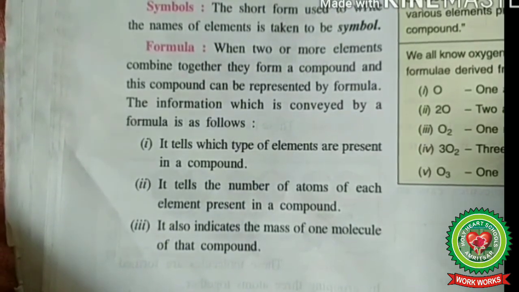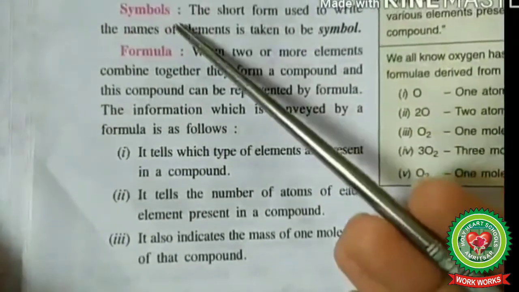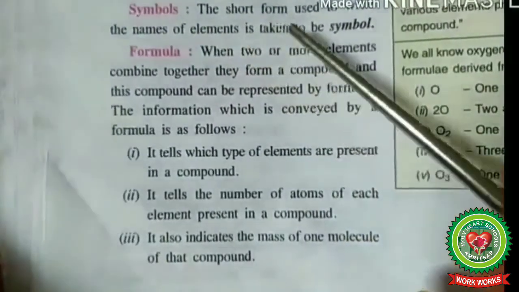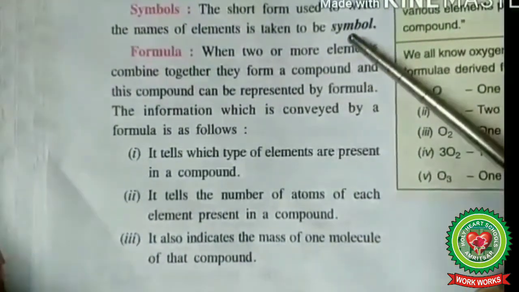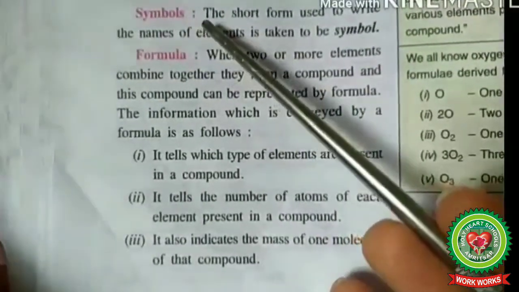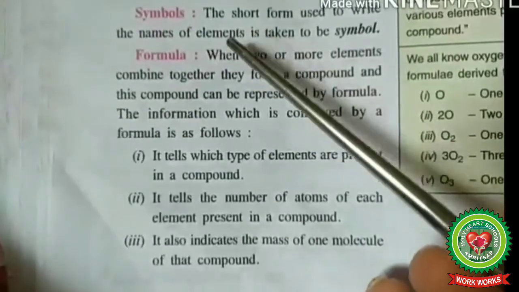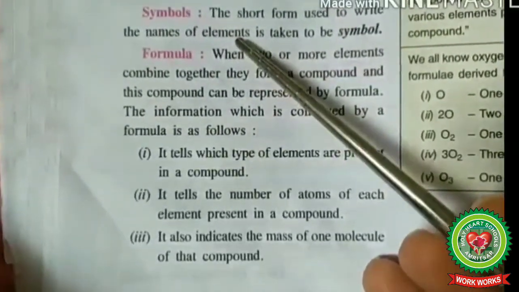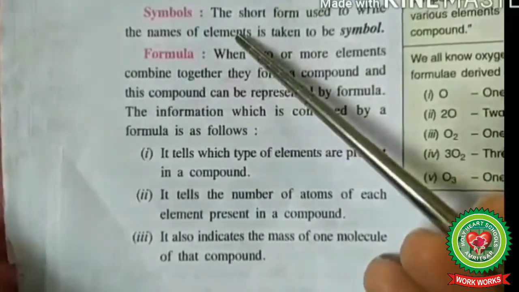Let's open page 48. Symbols. A short form used to write the names of elements is taken to be a symbol. Or we can say symbol is the short form of an element. For example, when we have to write oxygen, the symbol of oxygen is O.